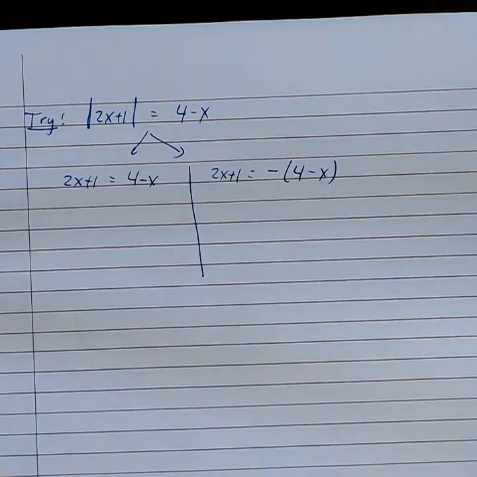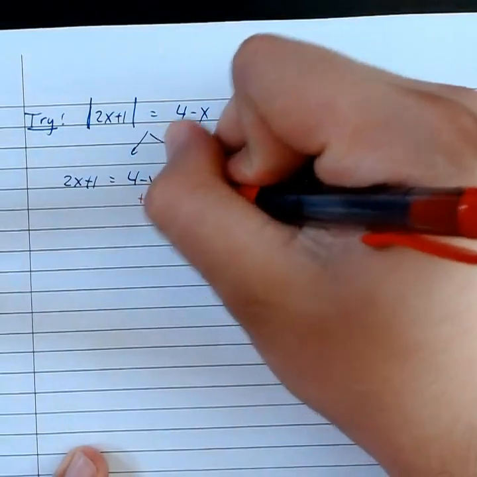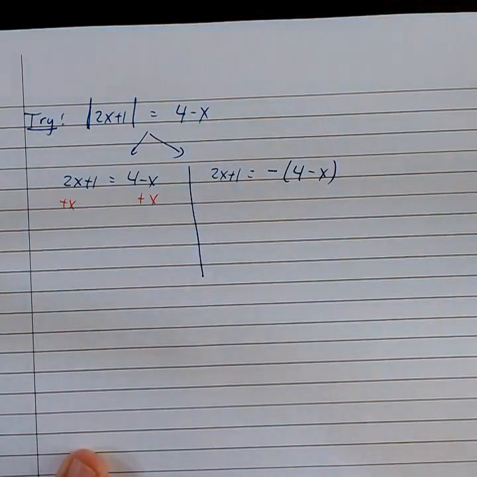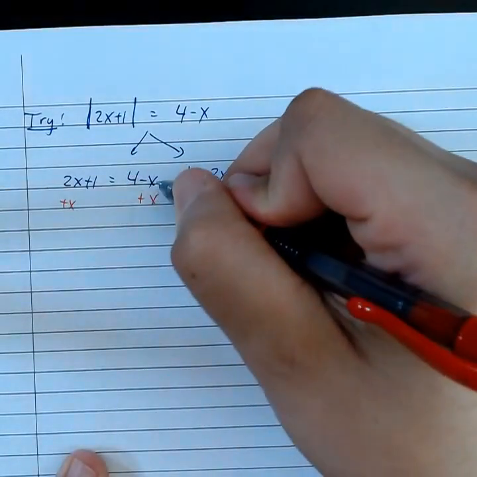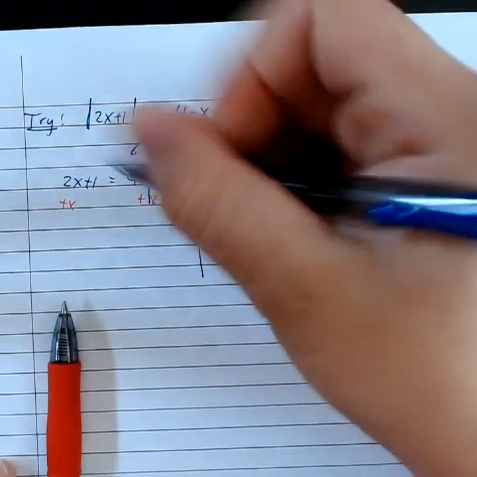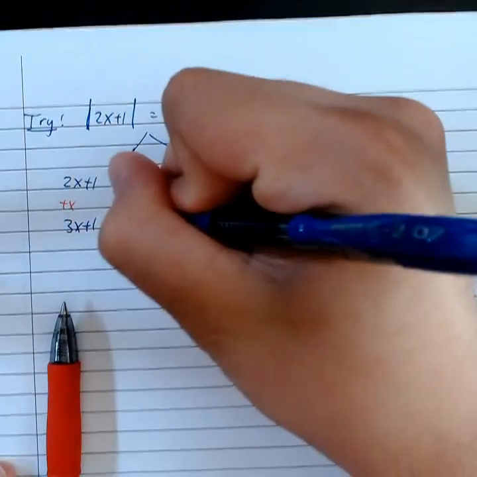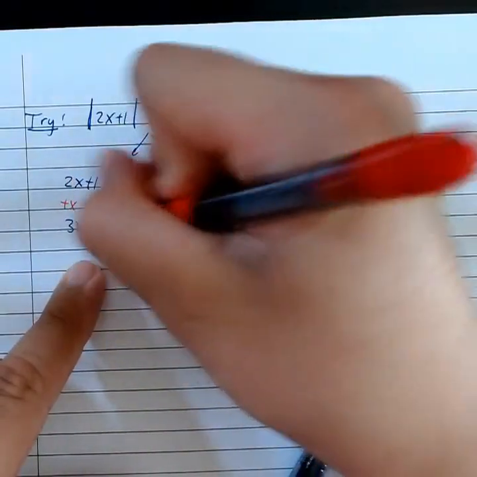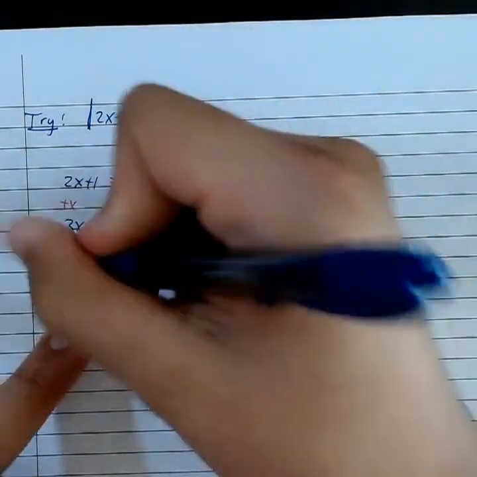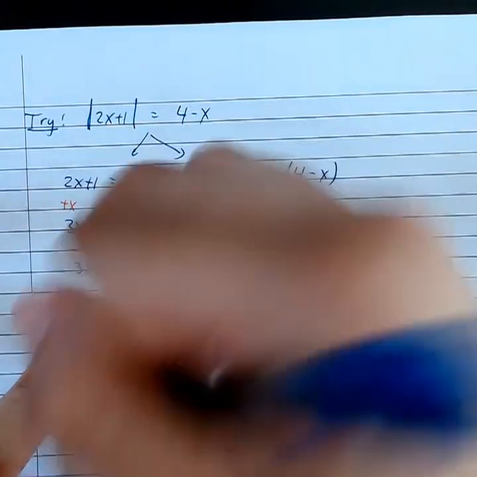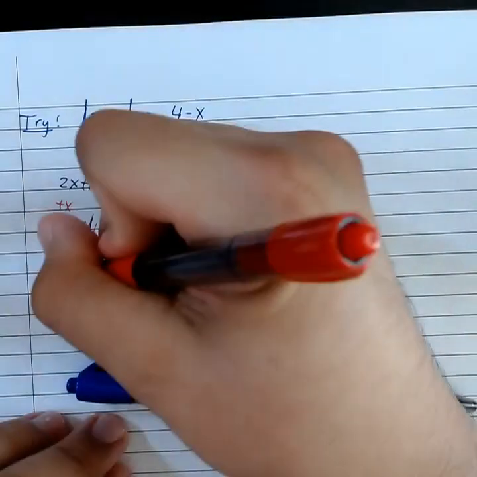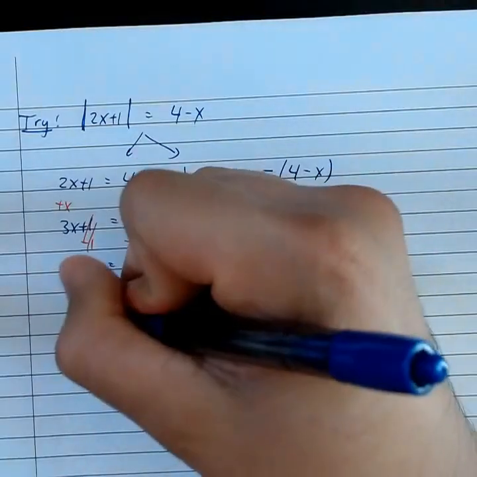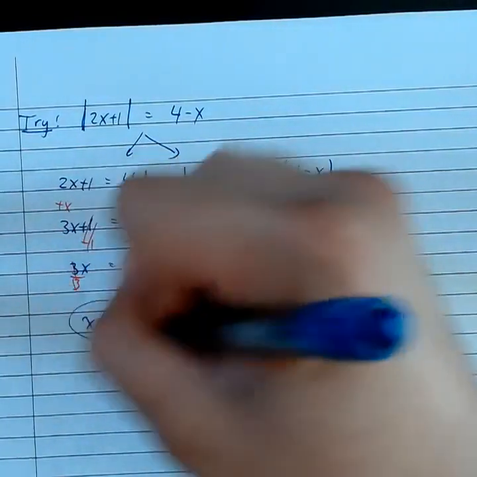Now we're going to solve each of these on their own. I can go ahead and add x to both sides. This is linear, so I'm not going to try to make one side equal to 0. Rather, I'm just going to try to isolate my x. That gives me 3x plus 1 equals 4. I can now subtract 1 from both sides, and that'll give me 3x equals 3. And finally, if I divide both sides by 3, that isolates my variable to give me x is equal to 1.